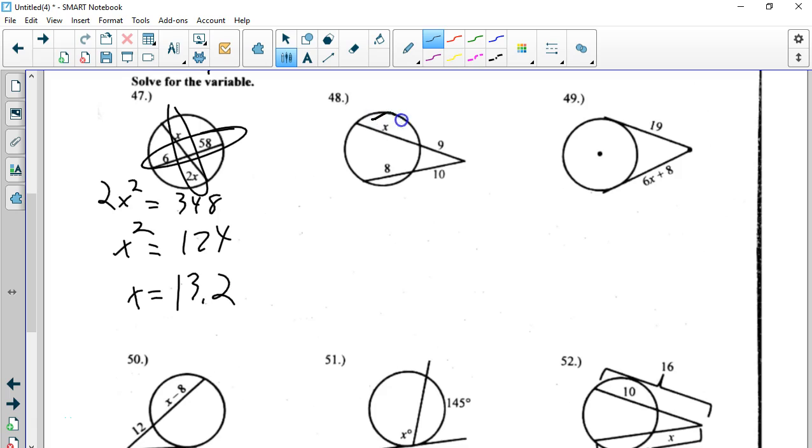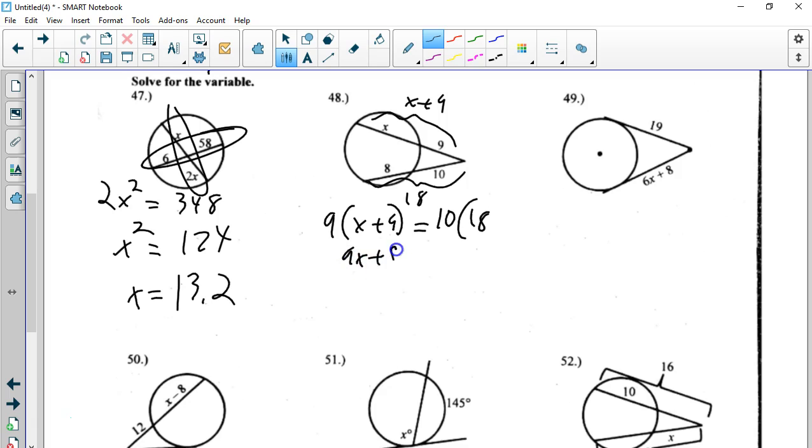All right. So, remember, we need totals. This is x plus 9. This is 18. Always want totals. And remember the formula. It's outer times the total equals outer times the total. So it's going to be 9x plus 81 equals 180. Subtract 81, 9x equals 99. Divide by 9, x is 11.